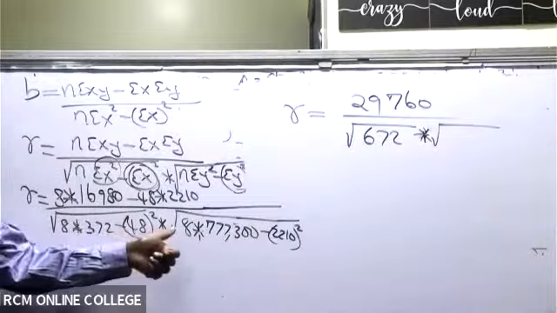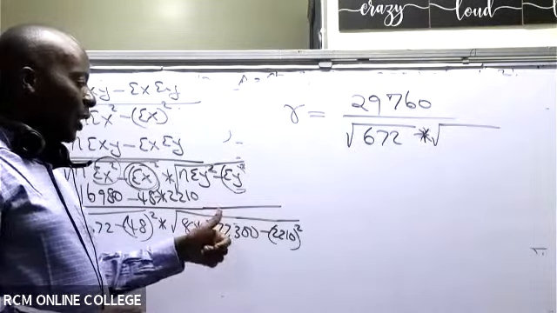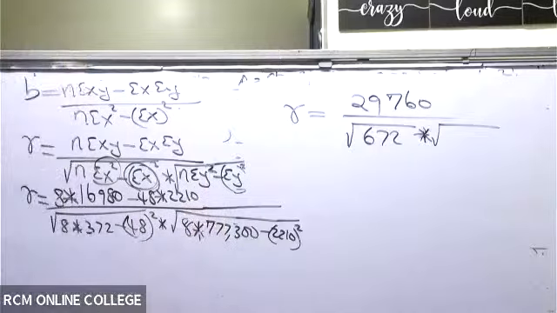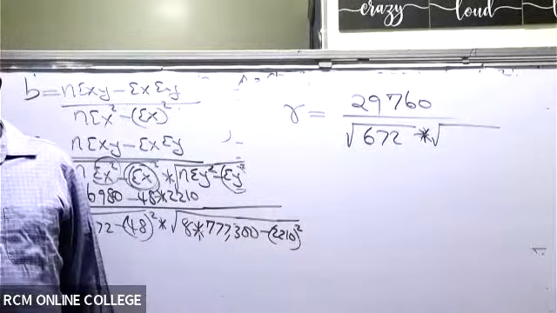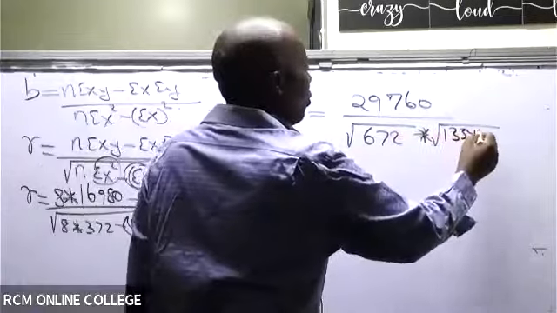So then come here. Here now we have 8 times 777,300 minus 2210 squared. Somebody, some good ninja, give me this answer. 8 times 777,300 minus 2210 squared. 13,34,300.